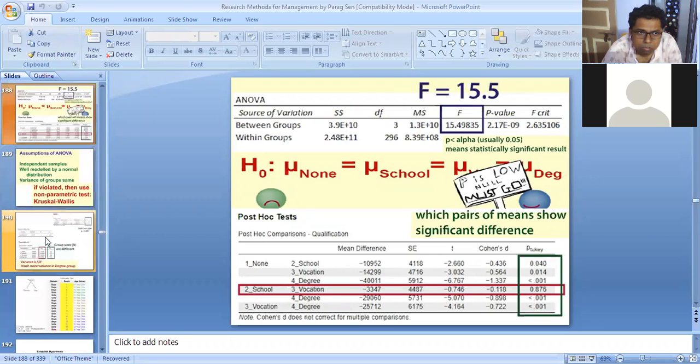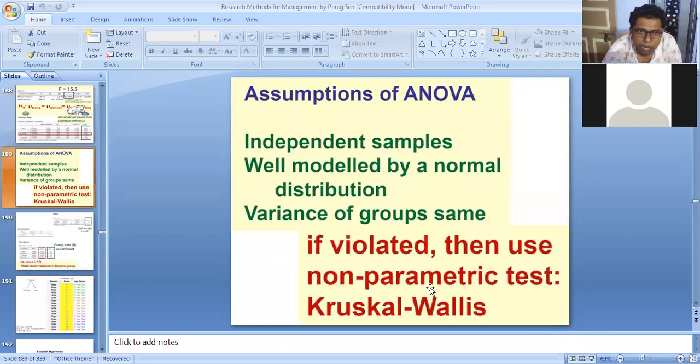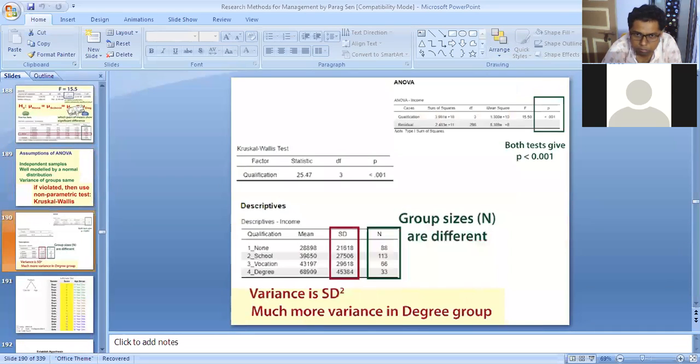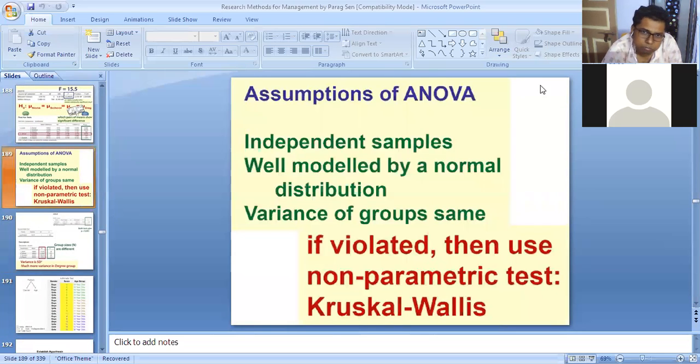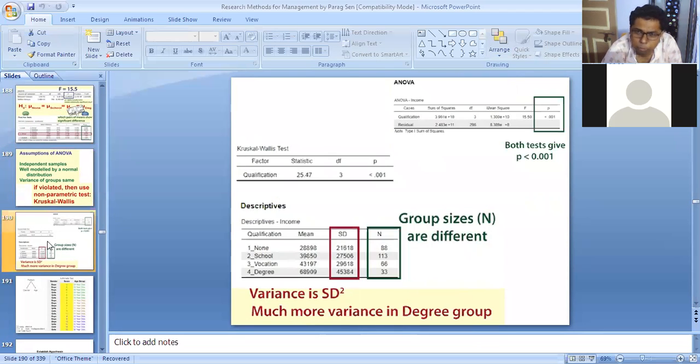Now there are also some assumptions of ANOVA, like independent samples, well modeled by a normal distribution, and variance of group means. If violated, then use a non-parametric test, the Kruskal-Wallis test. But so far I have seen that even if the data are not normally distributed, usually it doesn't differ too much.